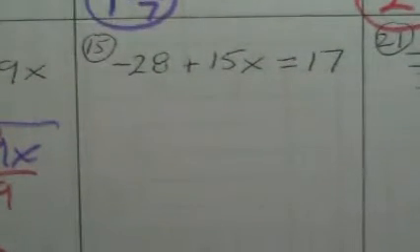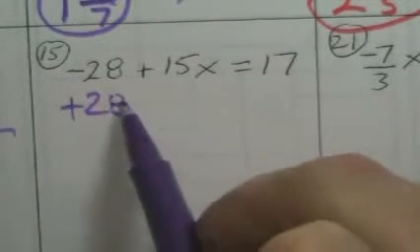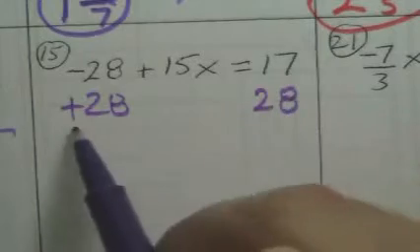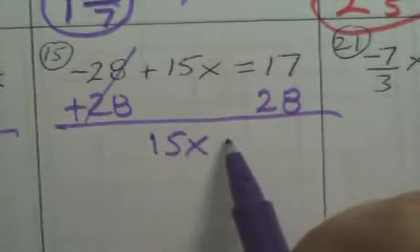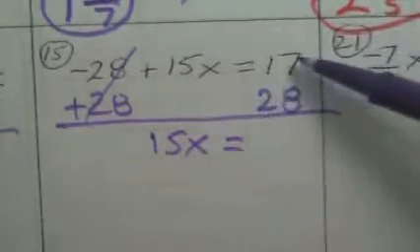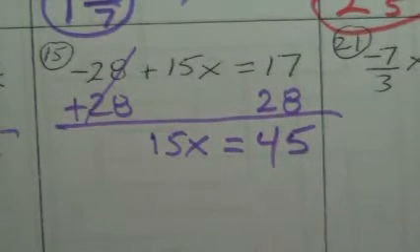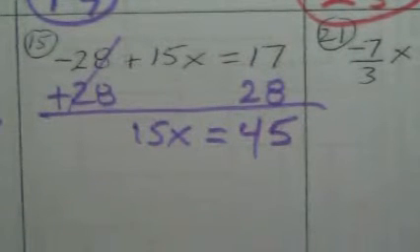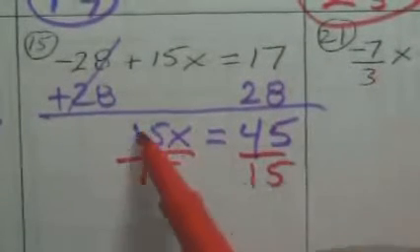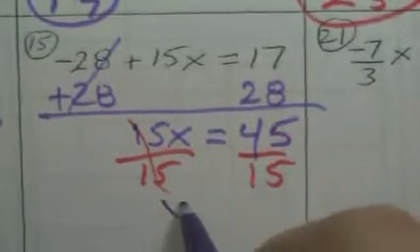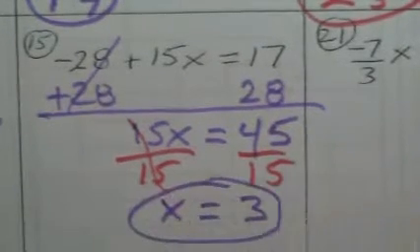Okay, number 15. Get rid of the negative 28. Let's see, now this adds up to 45. Divide by 15. And 15 goes into 45 3 times.